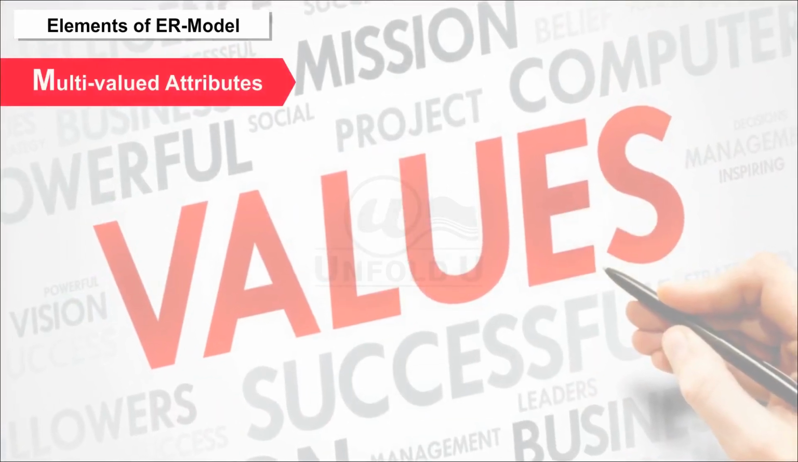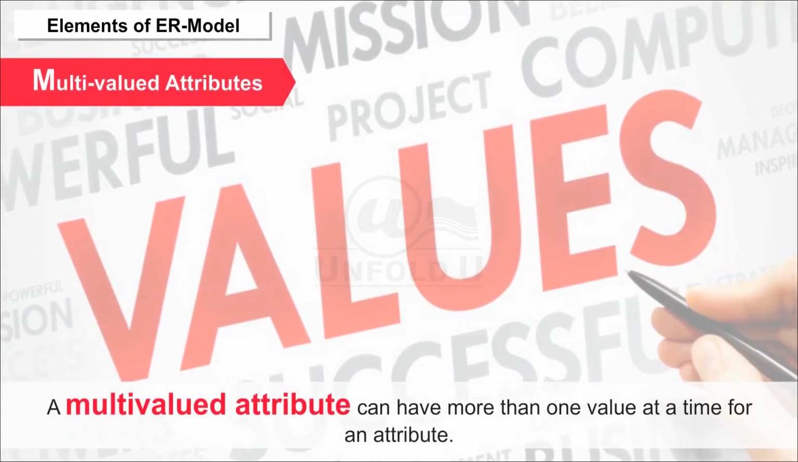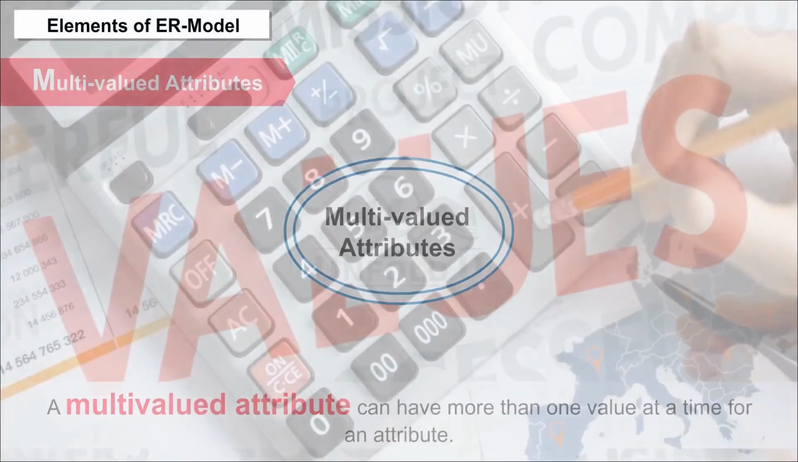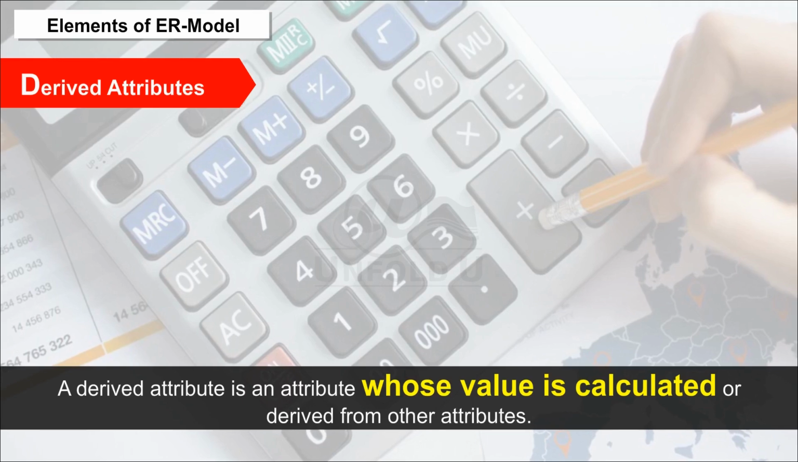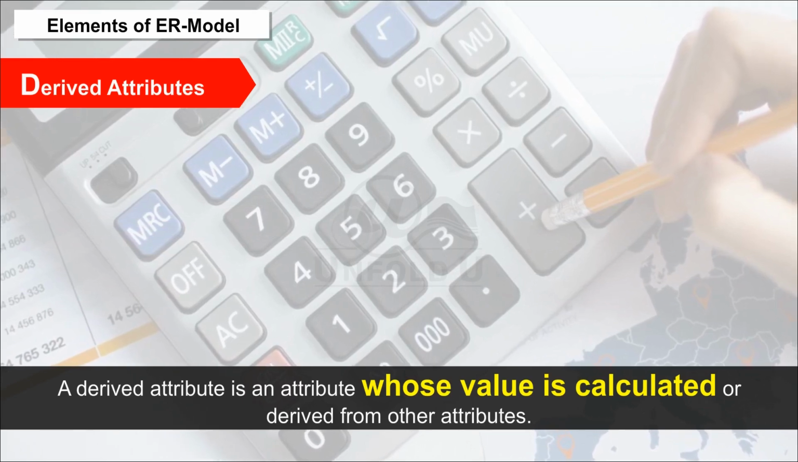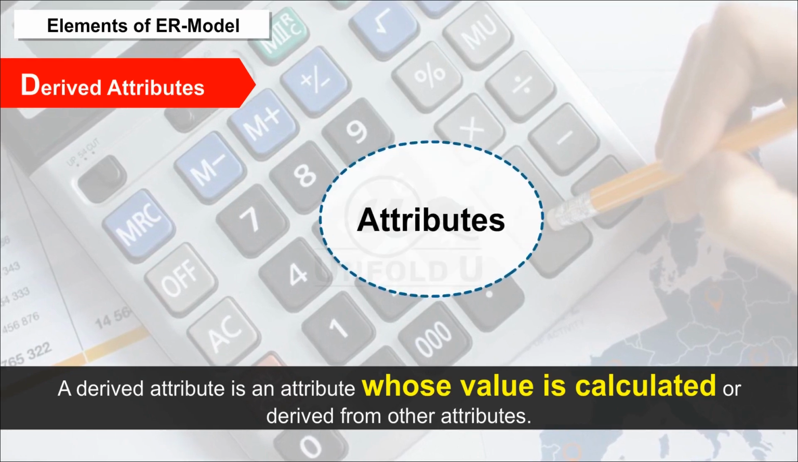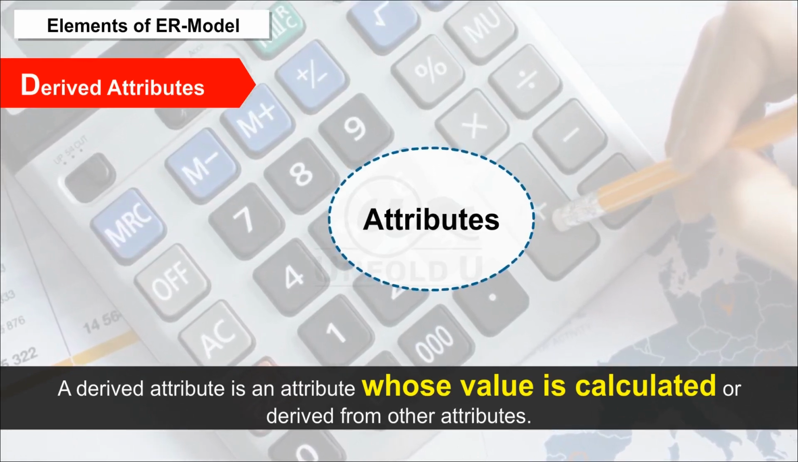Multi-valued attributes. A multi-valued attribute can have more than one value at a time for an attribute. These attributes are in double ovals. Derived attributes. A derived attribute is an attribute whose value is calculated or derived from other attributes. These are represented by dashed line ovals.